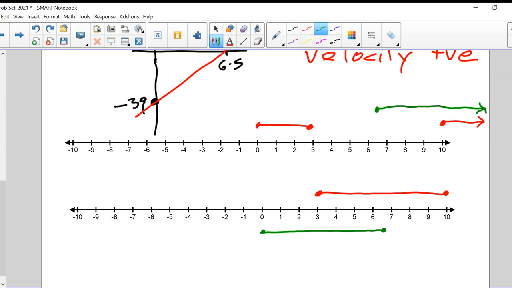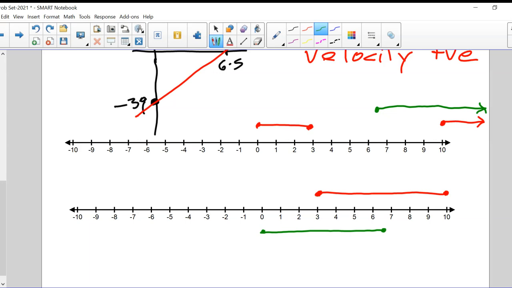All right. So this is negative on the red line for the velocity. This is negative for the green line on the acceleration. Where do you see them both overlapping? From where to where do you see the overlap taking place? From 3 to 6.5. So I'm ready for my answer now.